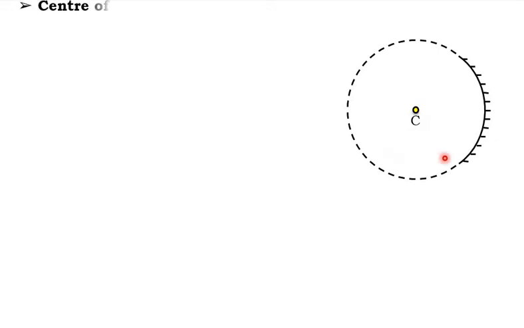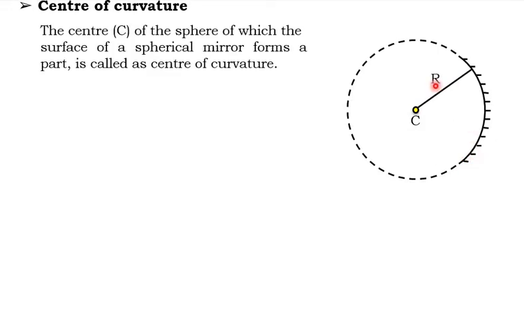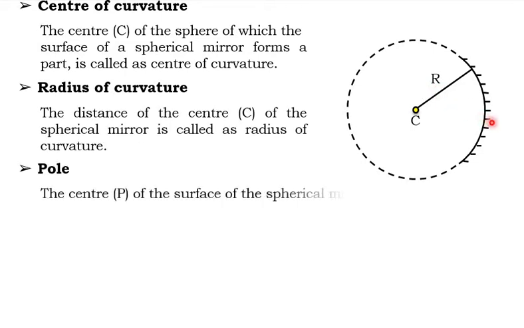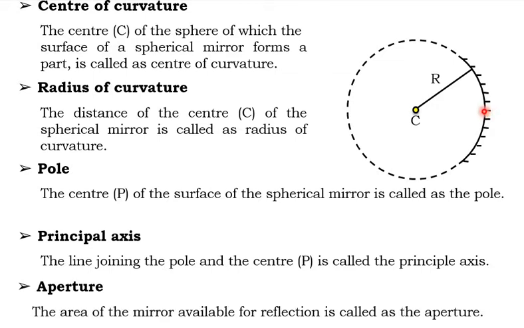Now some of the common terms that we have to see. If this mirror is a part of a sphere, that sphere will have a center. That center is known as the center of curvature. And then there is the radius of curvature. Then there also is the pole. Pole is the center of the mirror. This is called pole P, as you can see here. And if you join C and P, you will get the principal axis.